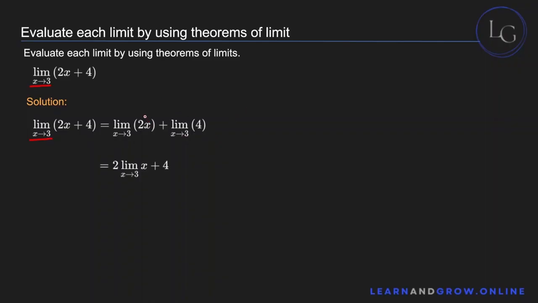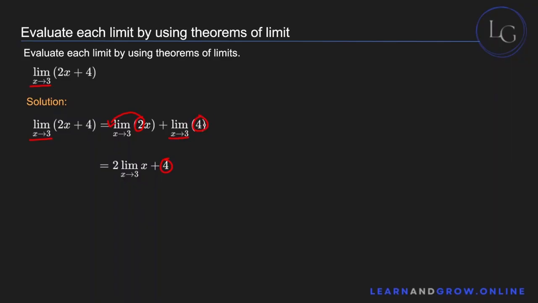You also know from the theorem that when a constant is being multiplied with a variable, and the limit is being applied on the variable, you can take the constant outside. So the limit of 2x can be written as 2 into the limit of x as x approaches 3. And you can just write down the constant 4 as it is, because you cannot apply the limit on it. X approaches 3 is being applied on the variable x.